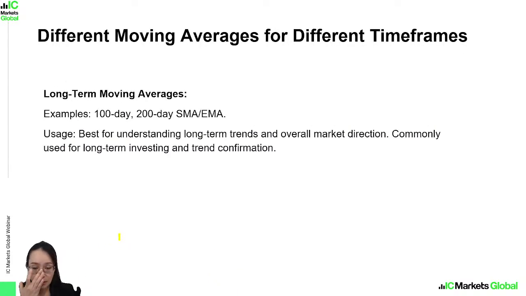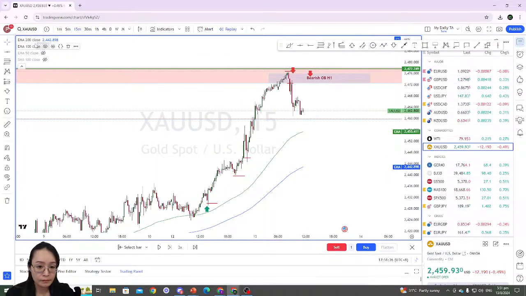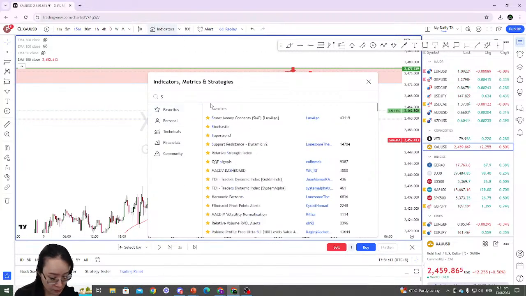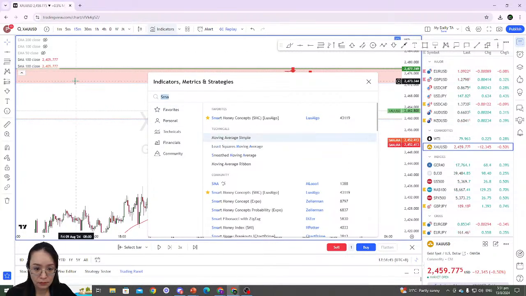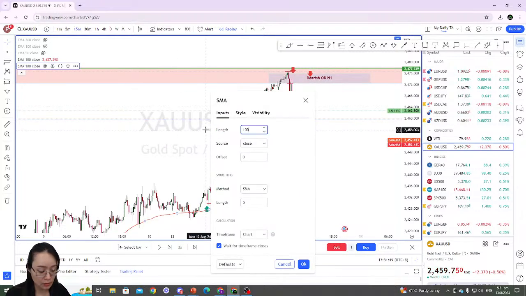For the long term, I'm using 100 and 200 EMA. I'm using EMA, I'm not using SMA. Maybe I can show you guys, let's compare with SMA 200.